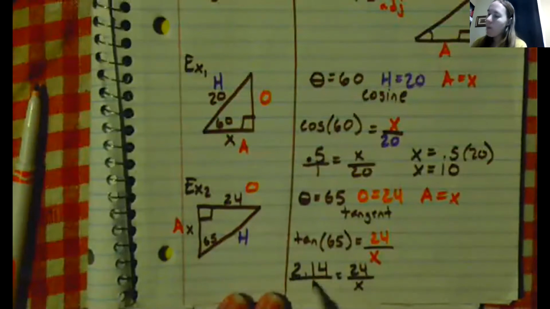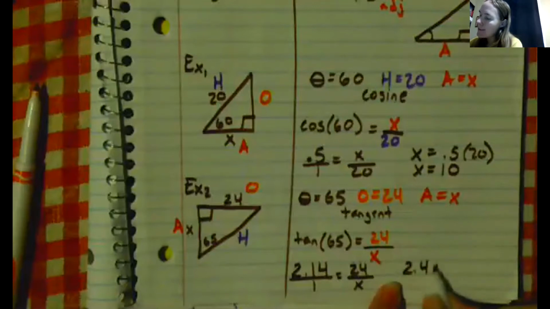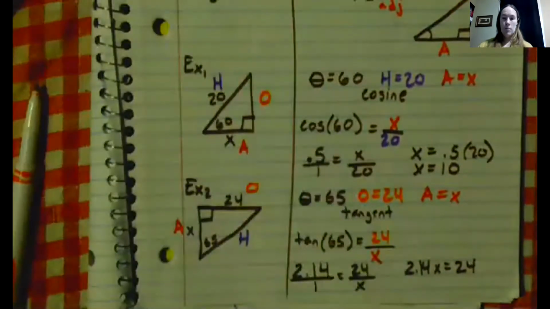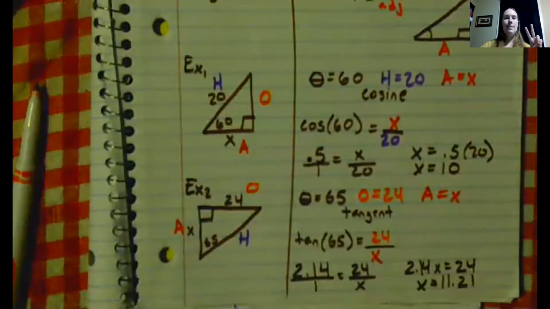We can set up our proportion again. Remember, we can put this over 1. I have 2.14 x equals 24. And now I solve. And to solve, I want to get my x alone. So that means I want to divide each side by 2.14. And I'll get x equals 11.21. And remember, you only need 2 decimal places.